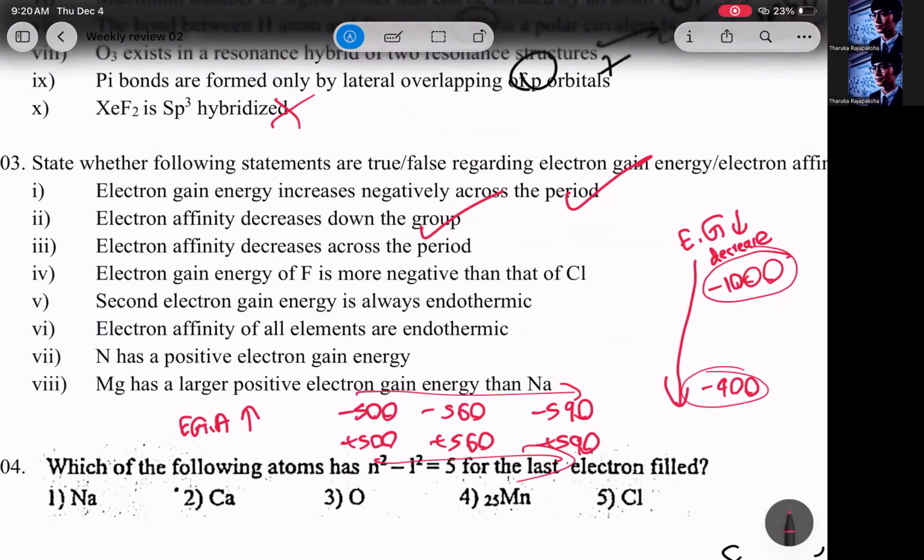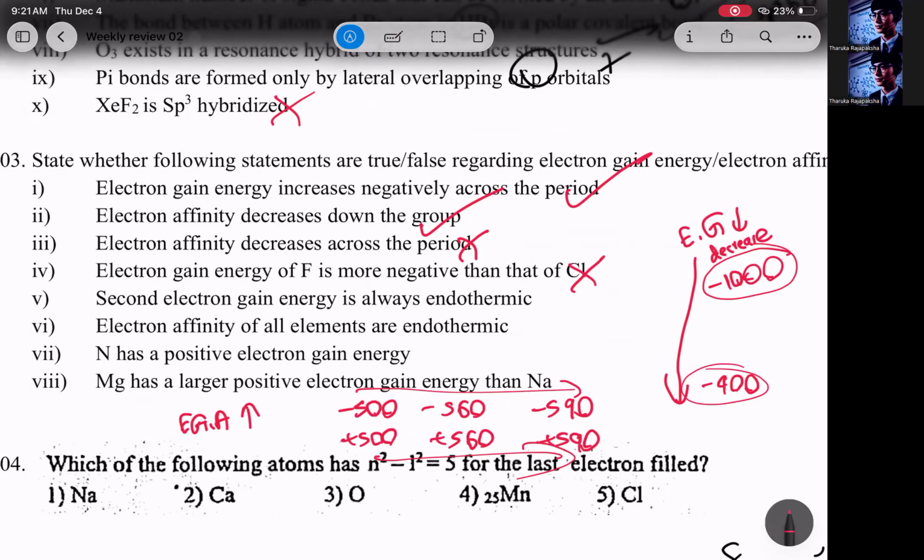Electron gain energy of fluorine is more negative than chlorine. That's wrong, because of the zigzag variation. I told you chlorine has more electron gain energy, meaning more negative than fluorine. The statement is wrong according to the zigzag variation.